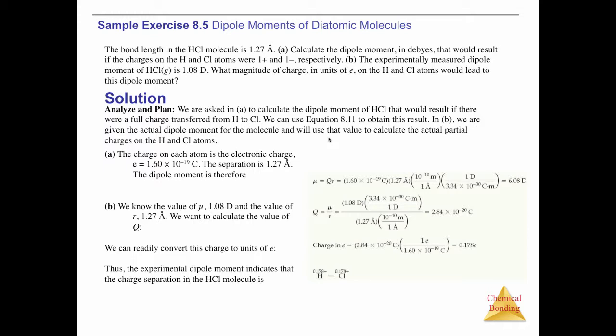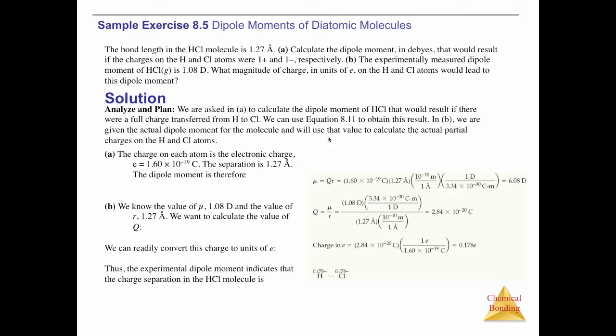Dipole moments are usually reported in debyes, a unit that equals 3.34 times 10 to the negative 30th coulomb meters. For molecules, we usually measure charge in units of the electronic charge, e, which is 1.60 times 10 to the negative 19th coulombs, and distance in angstroms. This means that we need to convert units whenever we want to report a dipole moment in debyes.